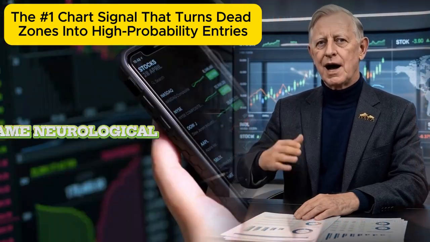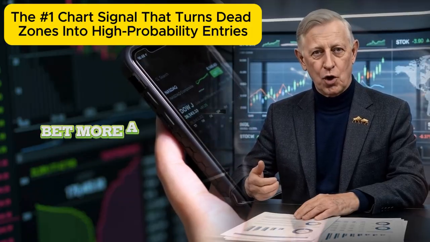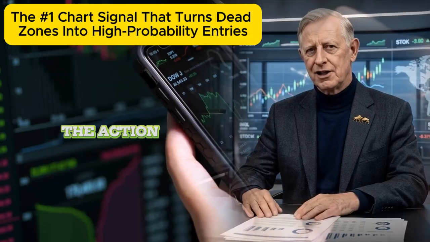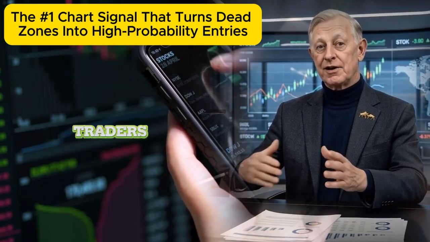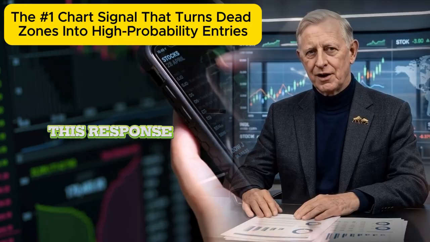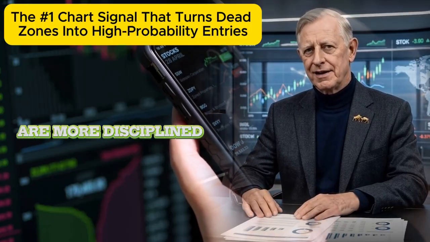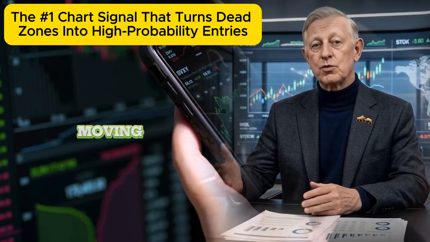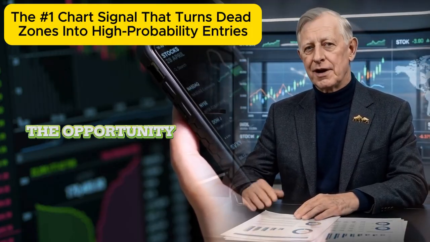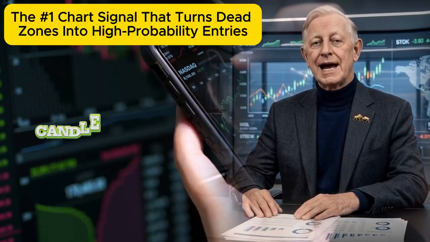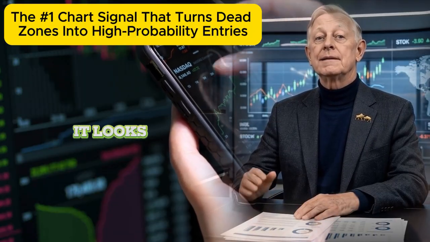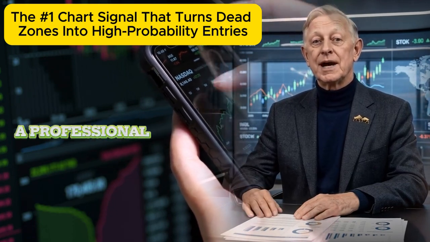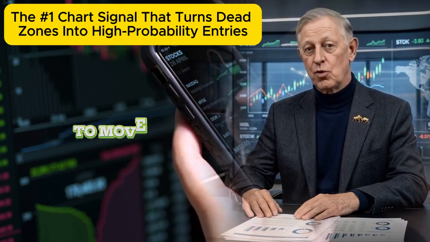This is the same neurological pattern that makes gamblers bet more after watching someone else win at the table. The brain wants to be where the action already is. Professional traders spend years rewiring this response, not because they are more disciplined than everyone else, but because they have done the math often enough to know that the moving candle is rarely the opportunity it appears to be, and the still candle is rarely as empty as it looks. An amateur chases the candle that is already moving. A professional waits for the candle that is about to move.